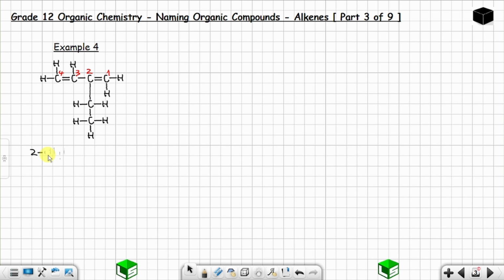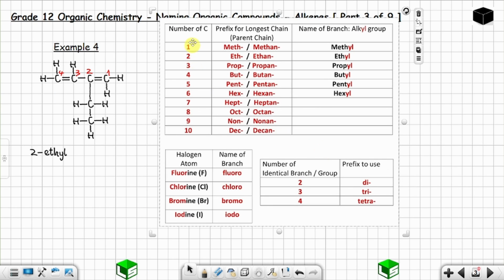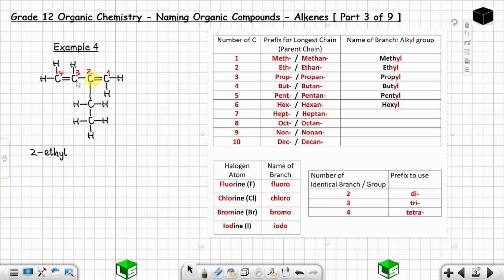It will be ethyl, the name of the branch. You can see that from this table. You have to memorize this table, okay? 2 carbon atoms, the branch is known as ethyl. Now, the parent chain is made up of 4 carbon atoms, okay?